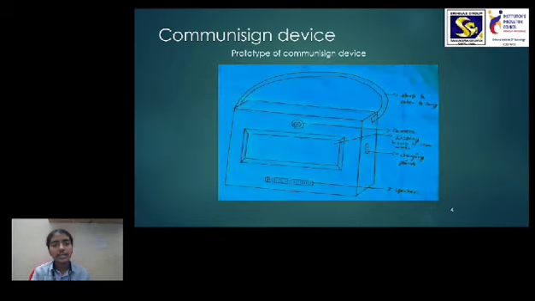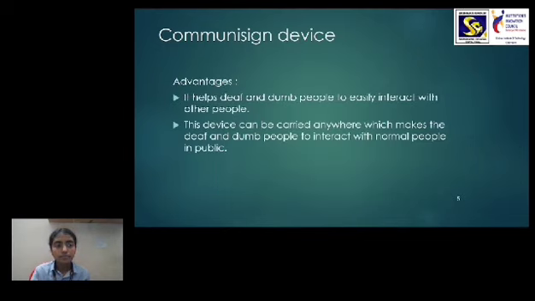So here is the prototype of the company sign device. It contains a strap in order to carry it in public, and it has a camera, and here we can see that it contains a display in order to show the words, and it even has a charging point in order to charge the battery of the device, and it contains a speaker to make it possible for them to understand.